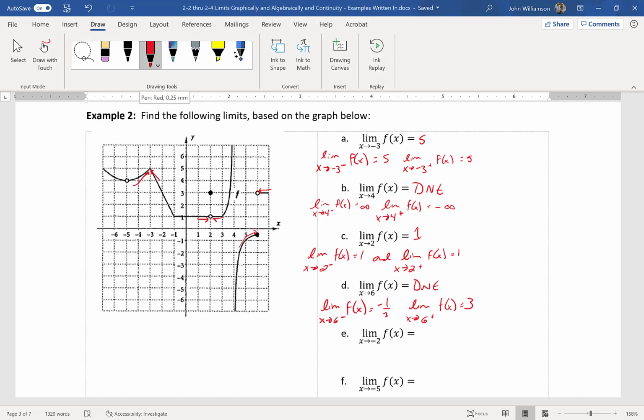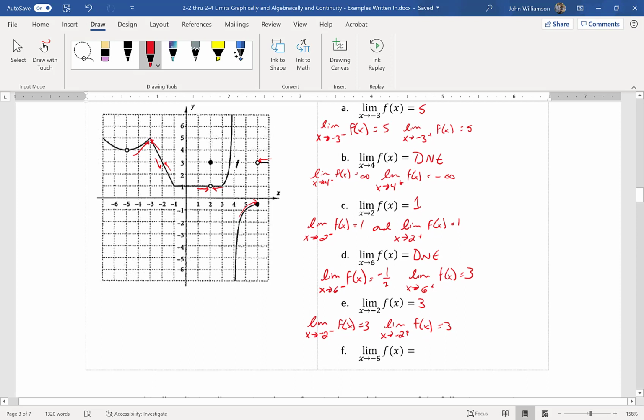The next one, the limit as x is approaching negative 2 of f of x. So same concept, the limit as x is approaching negative 2 from the left of the function. So as we come into negative 2 from the left, we're coming into right around 3. The limit as x is approaching negative 2 from the right of f of x, 3. So because 3 equals 3, the left and right-hand limits agree, so the limit as x is approaching negative 2 of this function is 3.